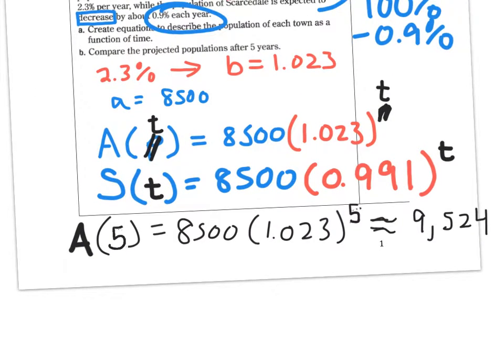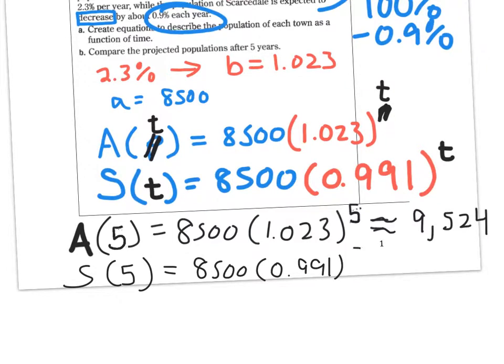Now, the other one is almost the exact same, but that's an S, right? S of 5, sorry about that, it's going to be 8,500, but this time we're going to put 0.991 to the 5th power to get an approximate value here. 8,124 or 25, but I rounded down to 24 there.